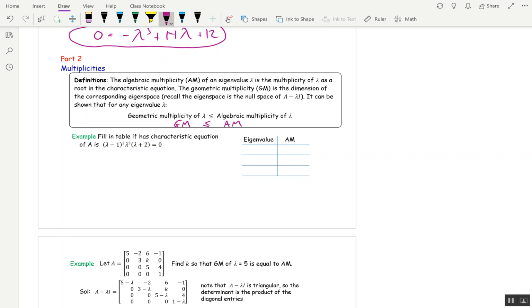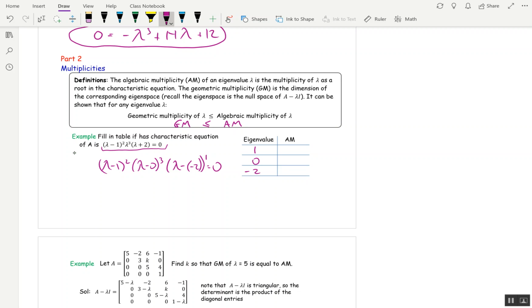All right, so here we go. Fill in the table if a matrix A has this characteristic equation. So we want to write down the eigenvalues and the algebraic multiplicity of each eigenvalue. So let me rewrite this as lambda minus 1 squared. Think of lambda cubed as lambda minus 0 cubed. And think of lambda plus 2 as lambda minus negative 2, and that's to the 1 power. And that equals 0. So the eigenvalues are the roots of that equation. The eigenvalues are 1, 0, and negative 2.